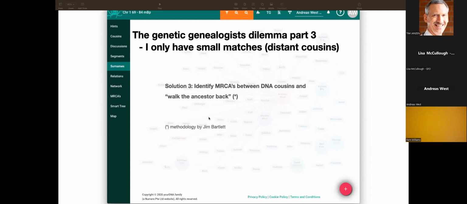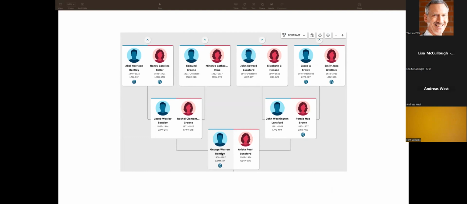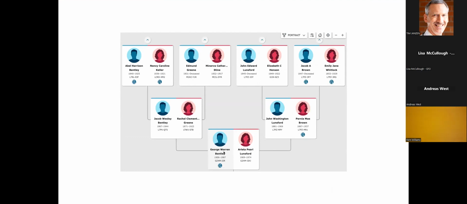So I actually want to show a couple of screenshots of how I did it, in this case with this lady reaching out to me. She said we are matching on my paternal side, my father's side. Why is that? Because I have a cousin, David Lunsford. We must be somewhere between, and the MRCA couple that we immediately identified is George Warren Bentley and Arita Pearl Lunsford, who are grandparents. From this, I went online and relatively quickly found both people there.